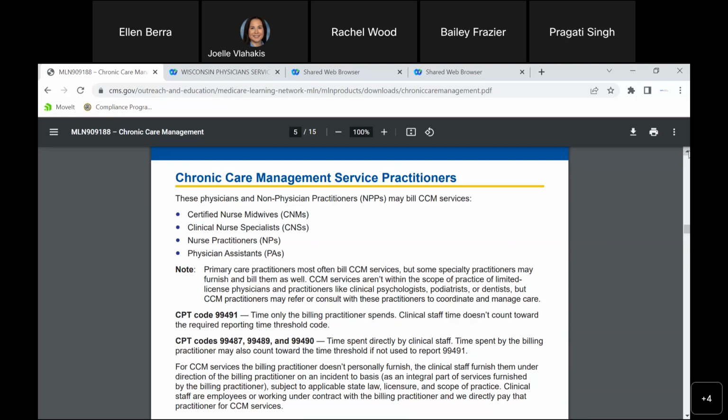So the clinical staff provide the care, generally speaking, and then the physicians and non-physician practitioners are the ones who bill for that care. Of course, as the provider who's billing for that service, they have to verify that all of the requirements have been met. That's part of their responsibility.